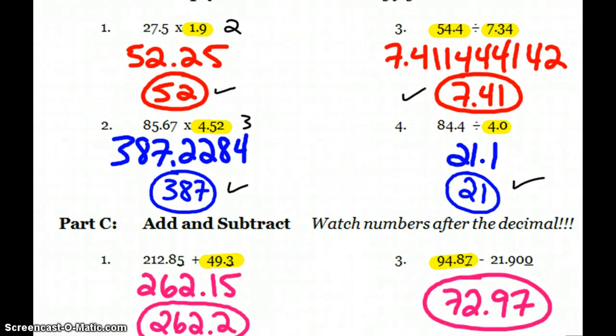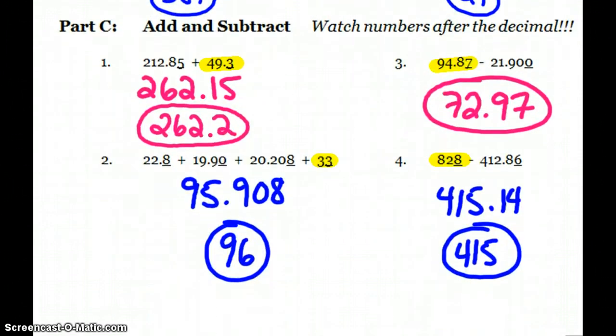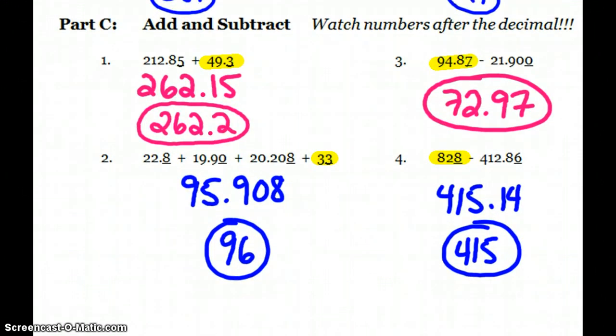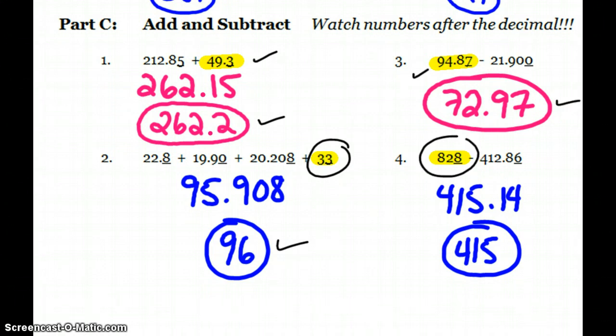When we add and subtract, we match the decimal position, numbers after the decimal. So 49.3 is to the 10th, so my answer is to the 10th. 33 is a whole number, so my answer is a whole number. To the 100th here, to the 100th here, and then again a whole number, a whole number. Alright, hope that makes sense, and good luck on our quiz coming up.